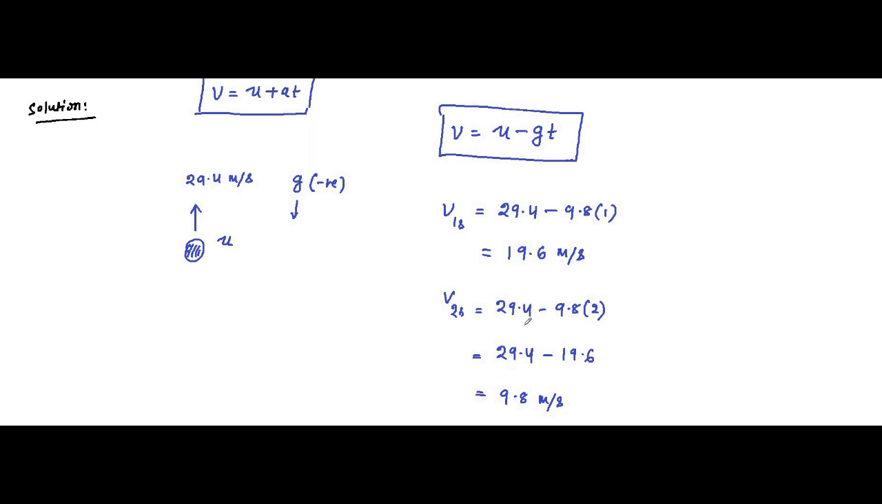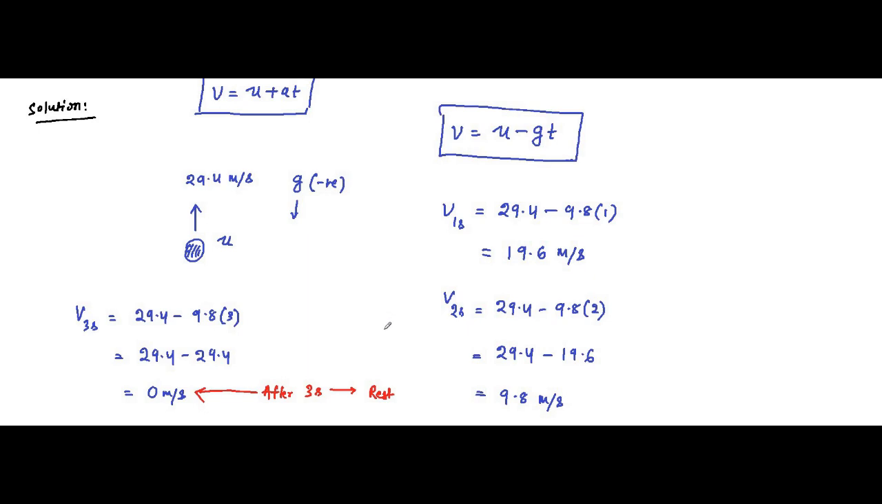Then the velocity after 3 seconds will be 29.4, the initial velocity, minus g, 9.8, into 3, the time, which is 29.4 minus 29.4. So finally after 3 seconds the ball comes to rest.